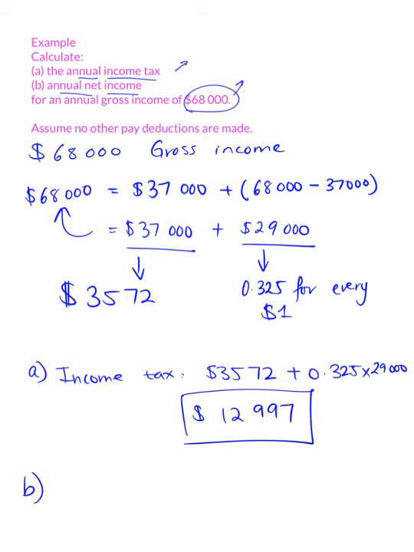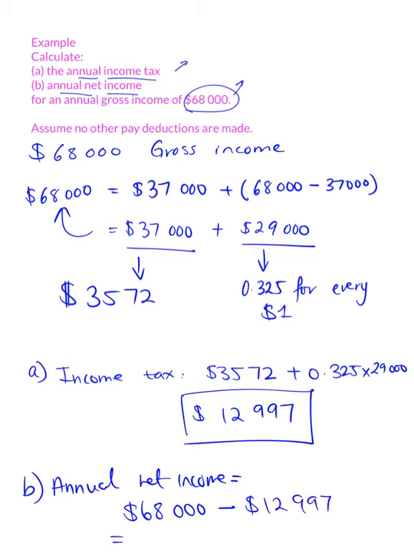Now part B says annual net income. Well, the annual net income, which is how much you actually end up with, is your gross income, which is $68,000, take away the income tax, which is $12,997. So we end up with $55,003. So this figure is how much you actually end up with.